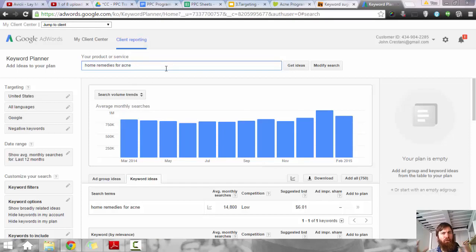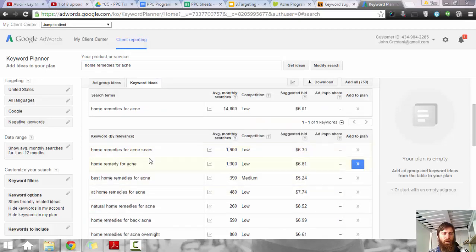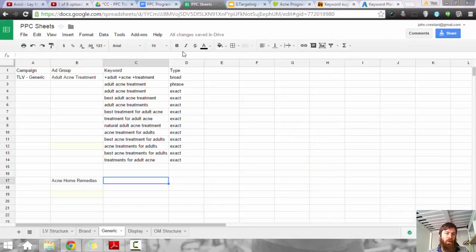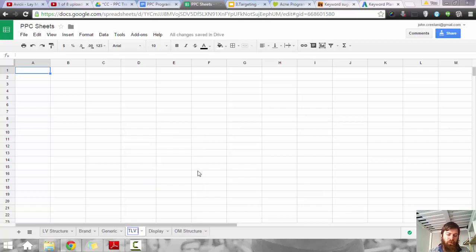But let's say the business owner is really enthralled and thinks this is going to work. I'll say let's go for it. Okay, so home remedies for acne. The reason I'm saying that is because it's above that 10,000 mark. So I'm going to say we're not going after scars, so we're going to start building in some negatives right here. Scars. Scar.